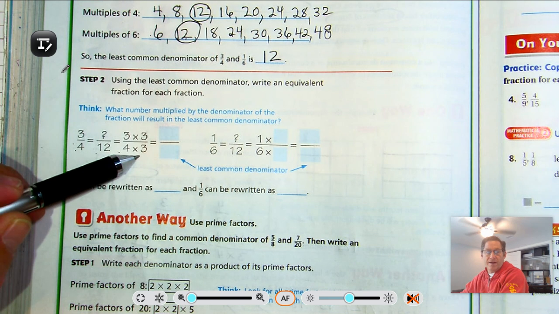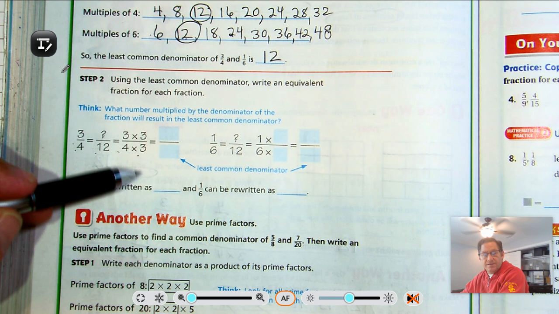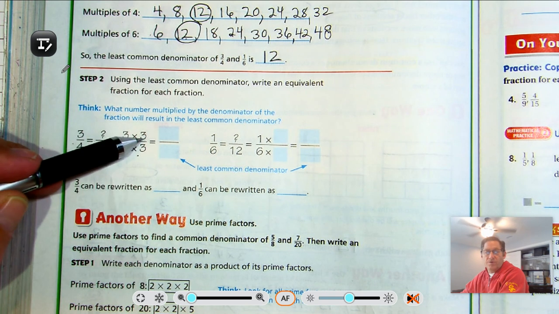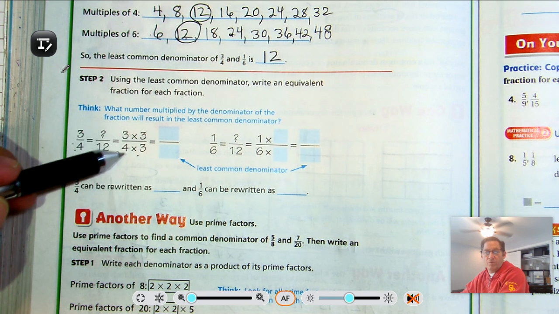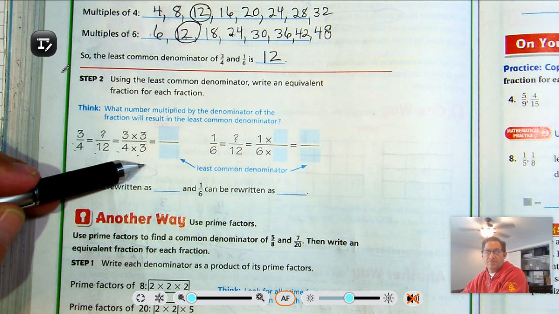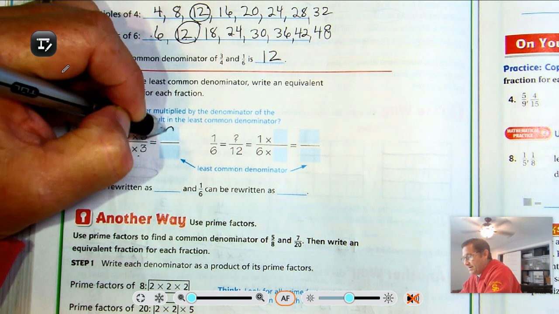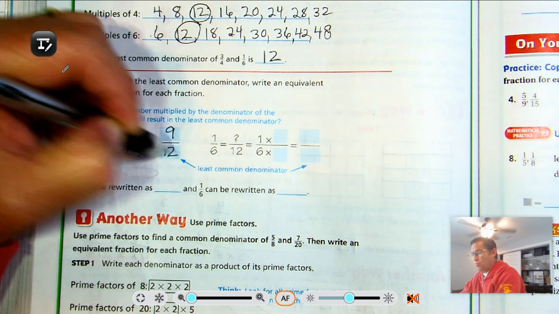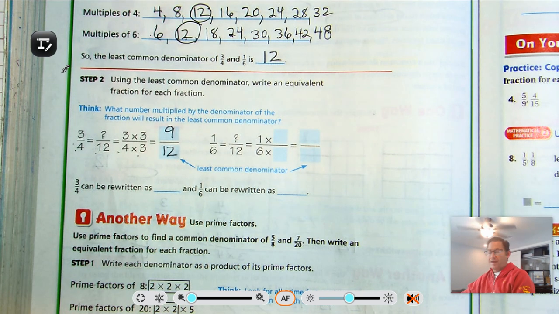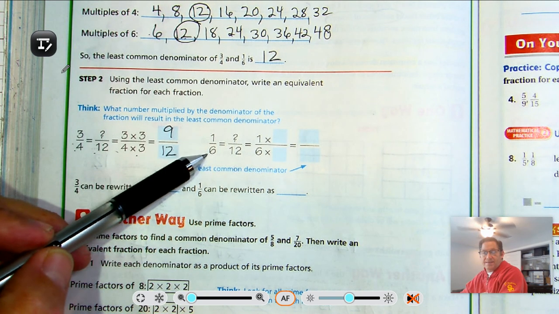I'd have to multiply it by 3, right? 4 times 3 is 12. So whatever I do to the denominator, I also have to do to the numerator. So I'm going to multiply 3/4 by 3/3. And that's going to give me 9/12.